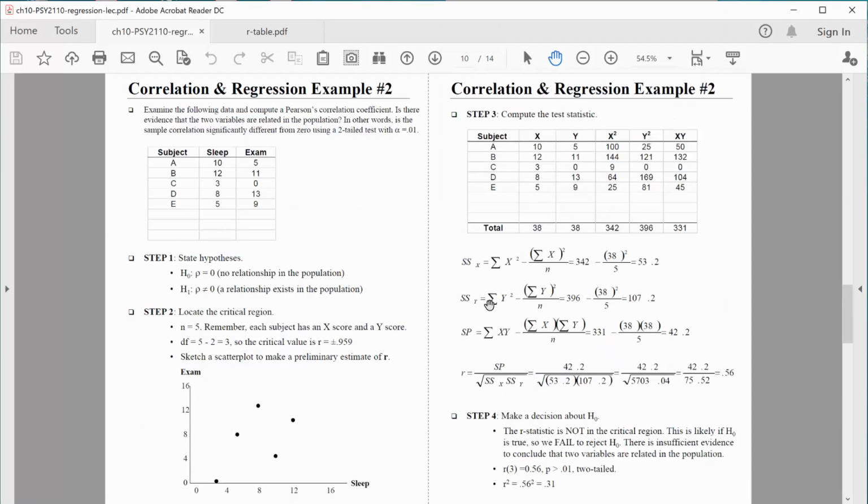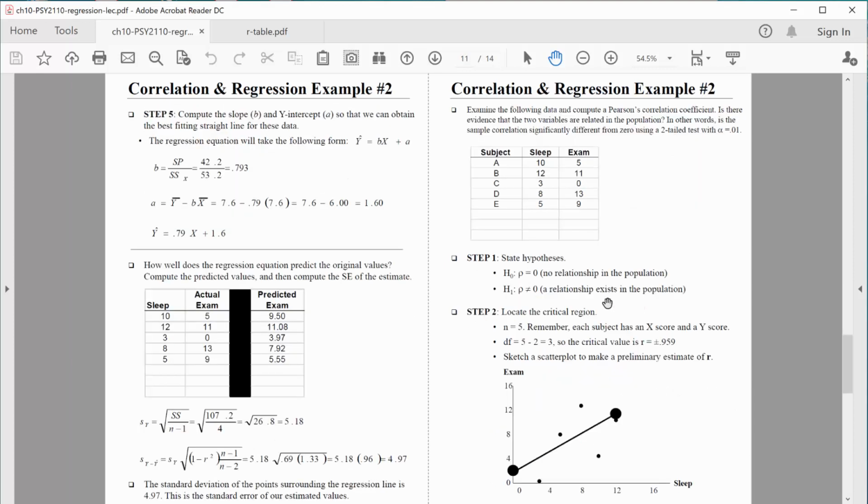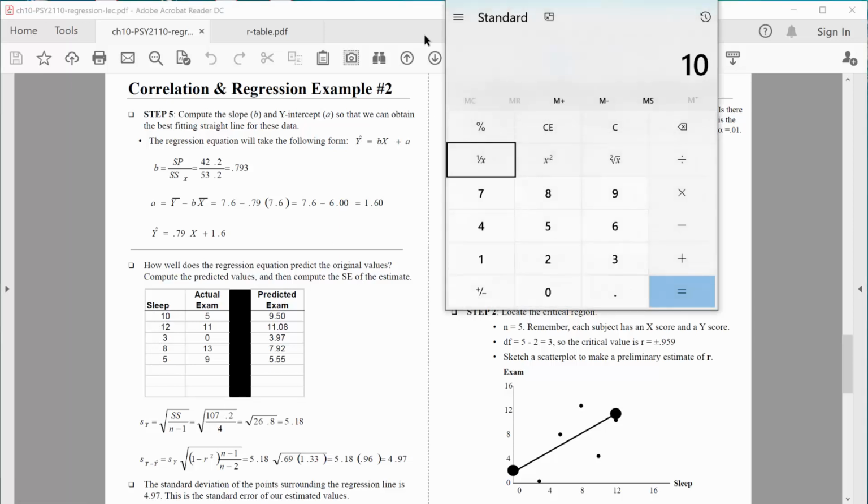So let's go back a page and find out the sum of squares for that y variable. Sum of squares y equals 107.2. So we're going to stick in 107.2 in the numerator. We'll find n minus 1. We measured 5 people, so n minus 1 is 4. Let's go ahead and crunch those numbers. 107.2 divided by 4 equals about 26.8. And we need the square root of that. So I'll click my square root key, and that equals about 5.18 rounded to 2 decimal places.